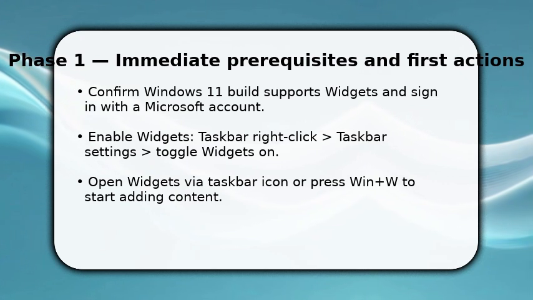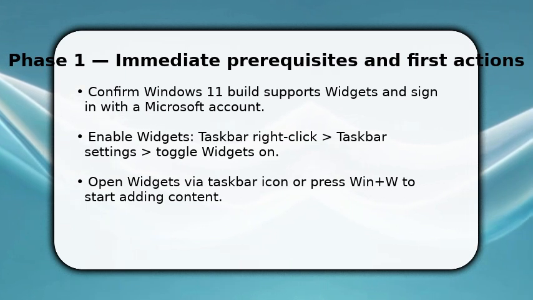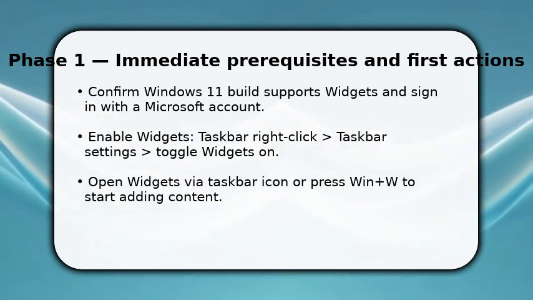You'll see recommended cards and a plus button. Use those first actions to add the cards you want, because this creates the baseline content windows can surface.